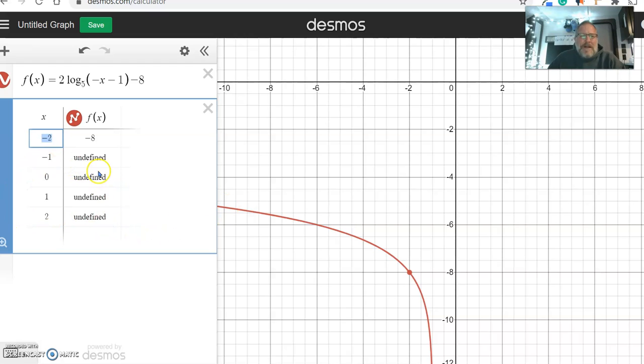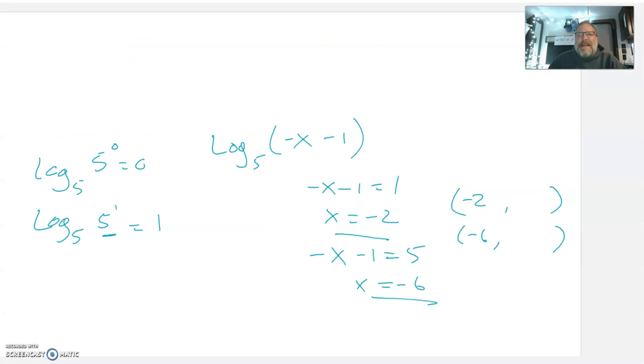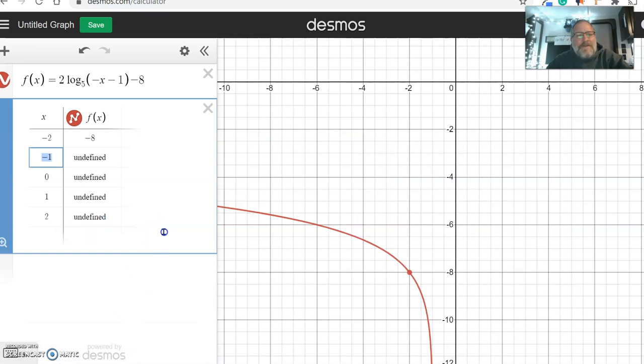You can see there's a bunch of x values that are undefined because we went on the other side of the asymptote there. What are those 2 x values? -2 and -6 that I wrote down. So let's actually see if that's true. -2 and -6 should be nice integer answers. And there they are.